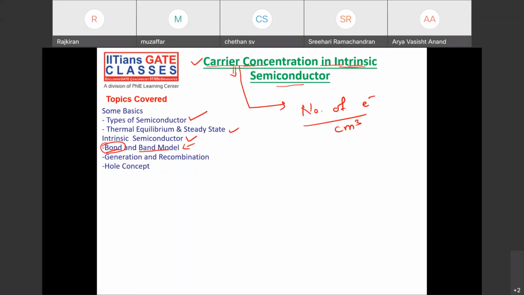Then we will understand the different ways the carriers, nothing but electrons and holes, are generated in a semiconductor. What are the ways of generating carriers? Then we will understand what a hole is and how it comes about, how a hole, nothing but a vacancy space, helps you in conduction. Have you ever thought of this?